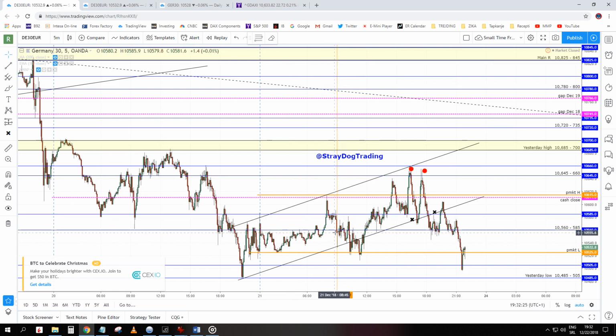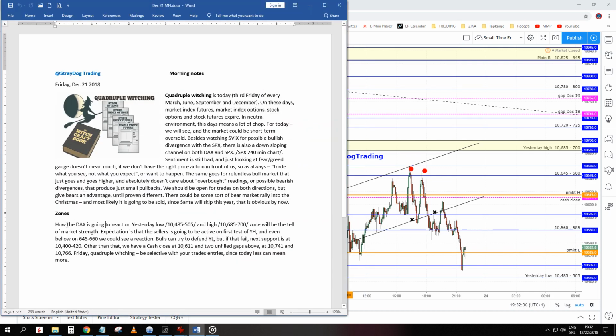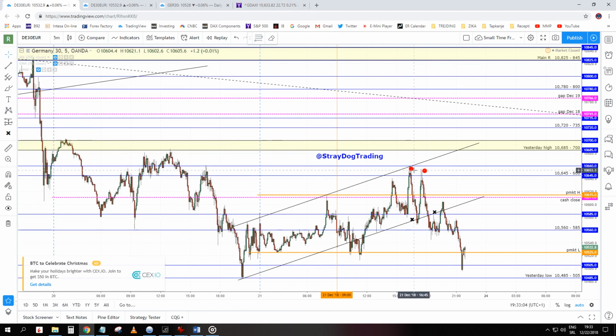Then we had a push into this zone, but the market was going right through it in the pre-market also, and in the morning notes I said that how the DAX reacts on yesterday's low, which is here, and yesterday's high, which is here, is going to be the tell of the market strength. For the entire session we didn't have a test of those two zones, only at the end. But also in the zones below, 645 to 660, we could see a reaction, and that was the crucial zone for trading on Friday.